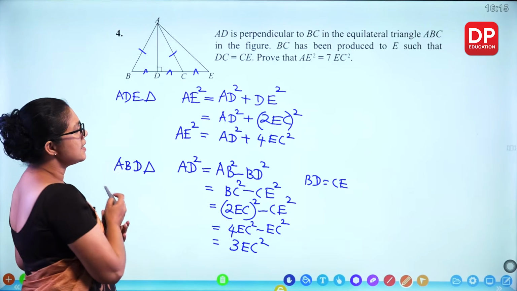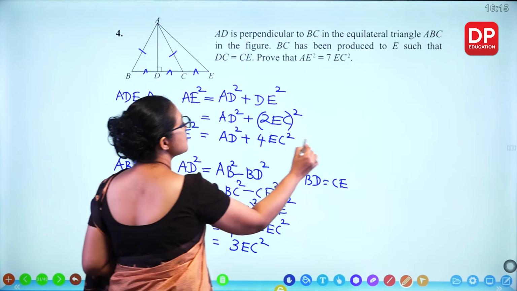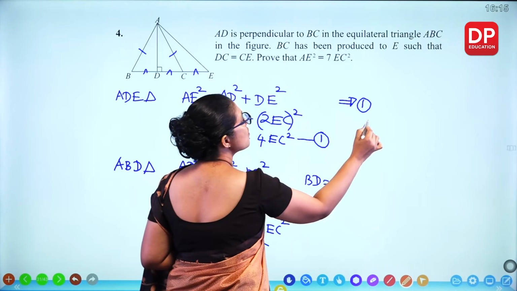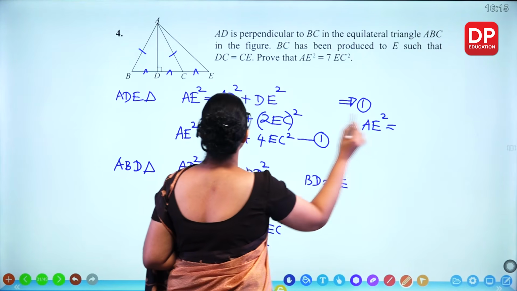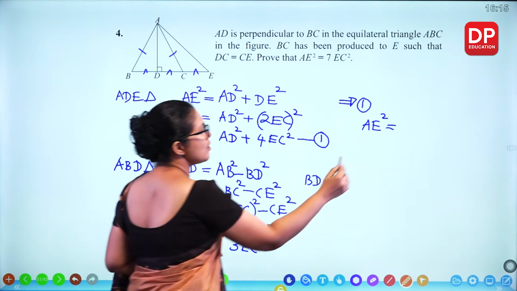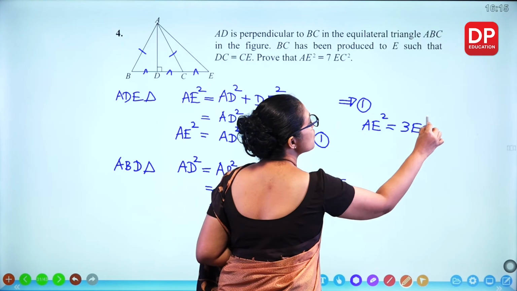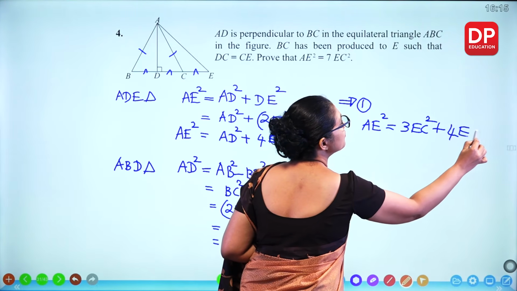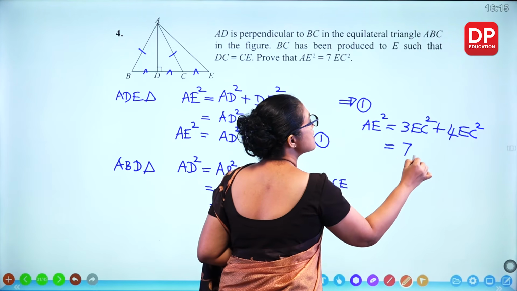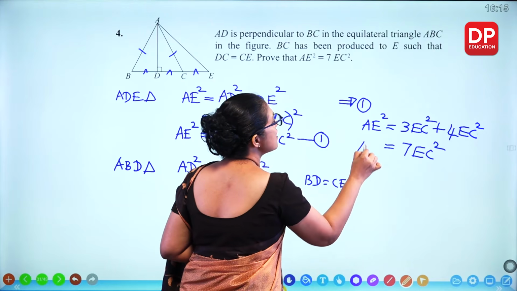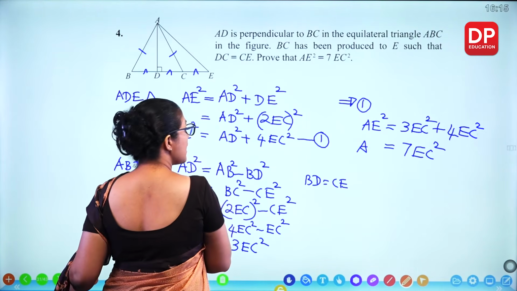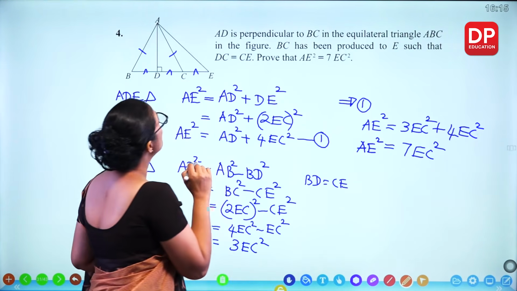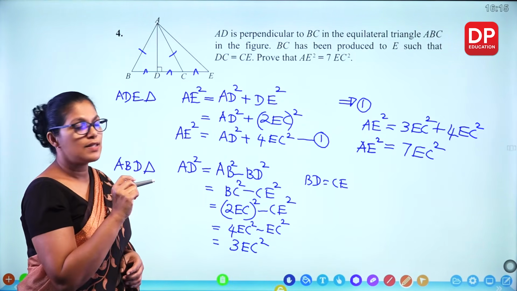Now I can plug it here. I'll take the first equation. AE squared is equal to, instead of AD squared, I can use 3EC squared plus 4EC squared. So 4 and 3, you get 7EC squared. So you get AE squared is equal to 7EC squared.